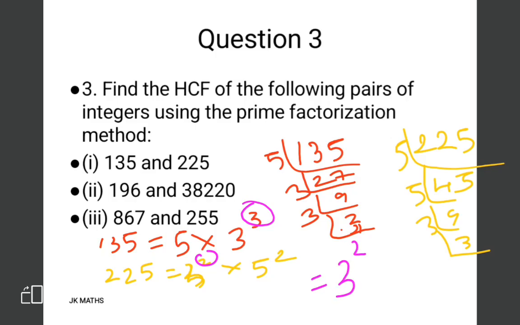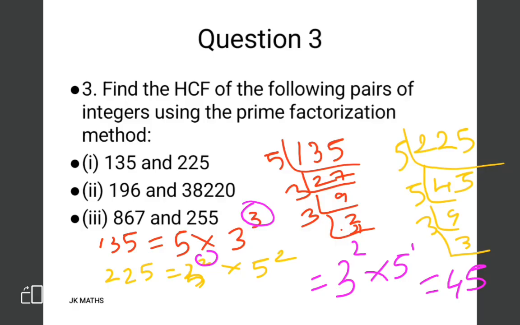Next we should see for 5. Here the lowest power is 1, so 5 power 1, and this will be your HCF, that is 3 3s are 9 and 9 5s are 45. This is the HCF. Since both the numbers share the primes, we should take the lowest power. Here the lowest power is 3 square, lower than 3 cube, and 5 power 1 is less than 5 power 2. So this is the answer.